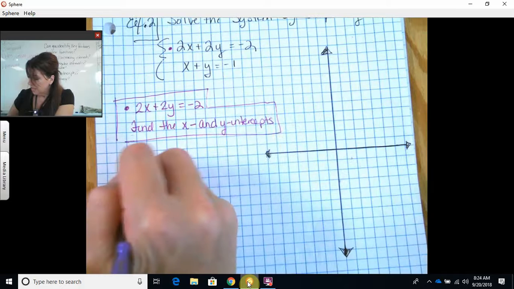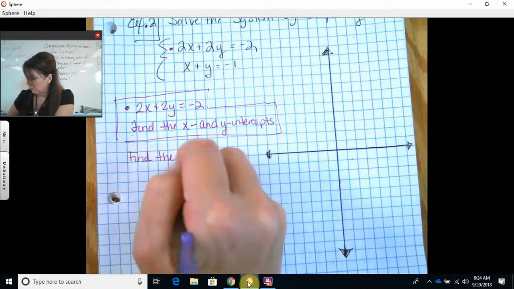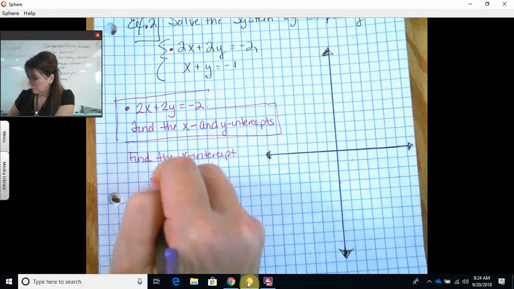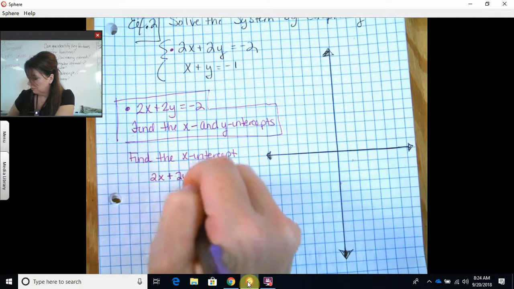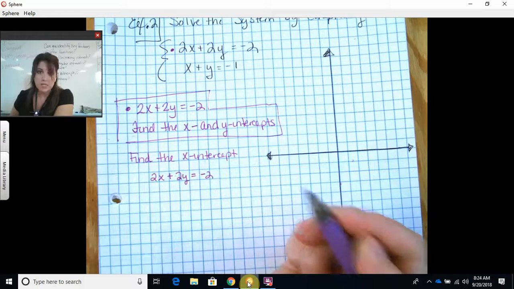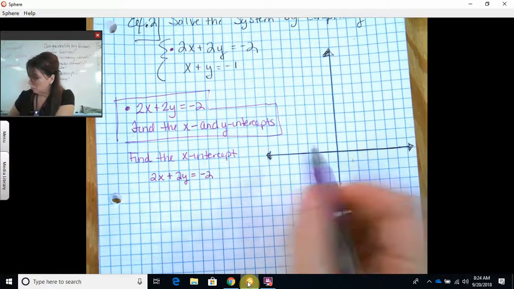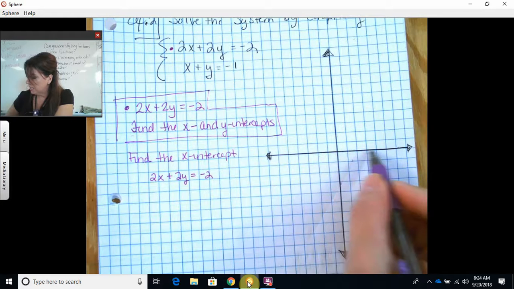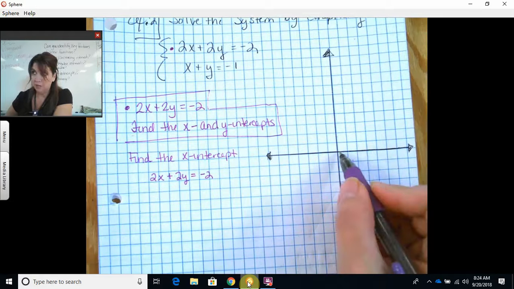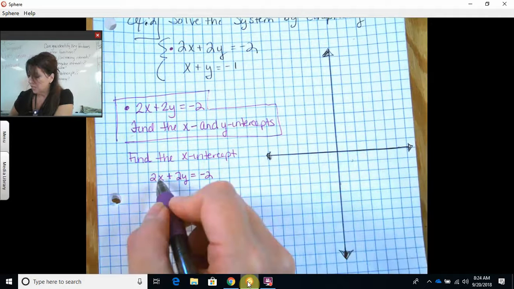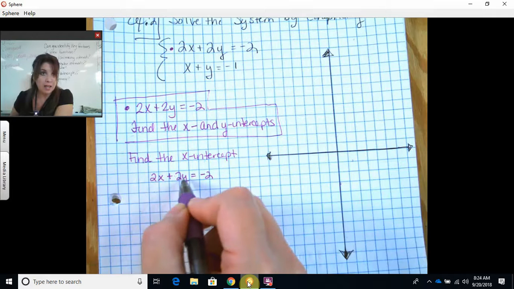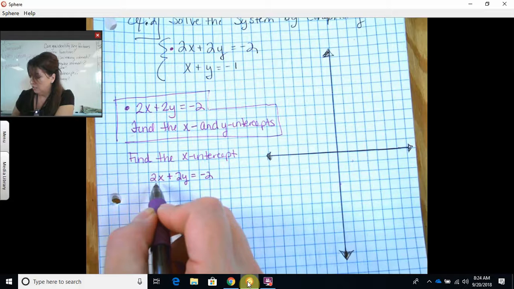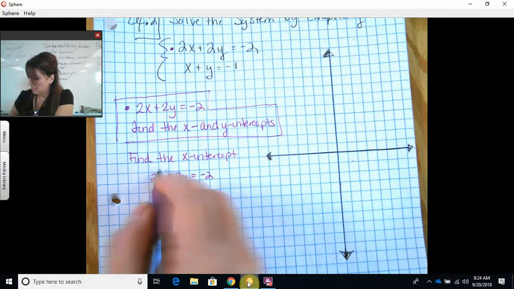So I'll find the x-intercept first. To find the x-intercept, that's where the graph's going to cross the x-axis. I know every pair on the x-axis has a y value of 0. So to find the x-intercept, I substitute in a 0 for y. That means the only variable I have left to solve for is x. So when y is 0, what is x?